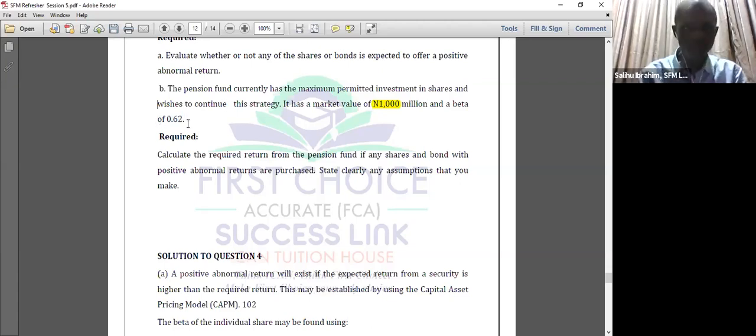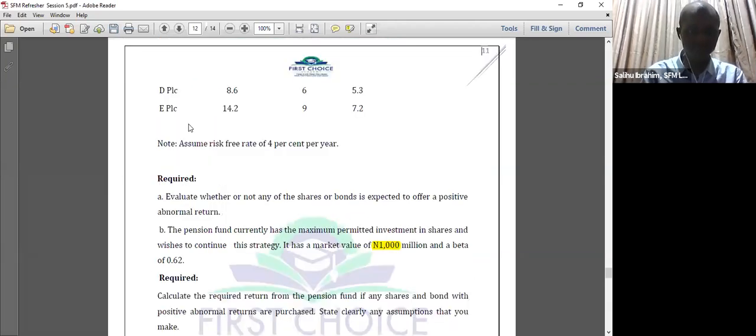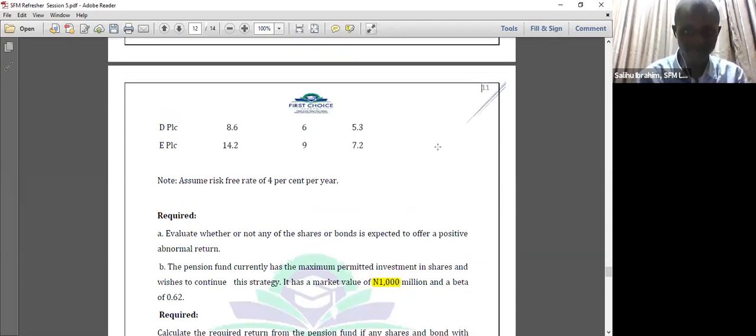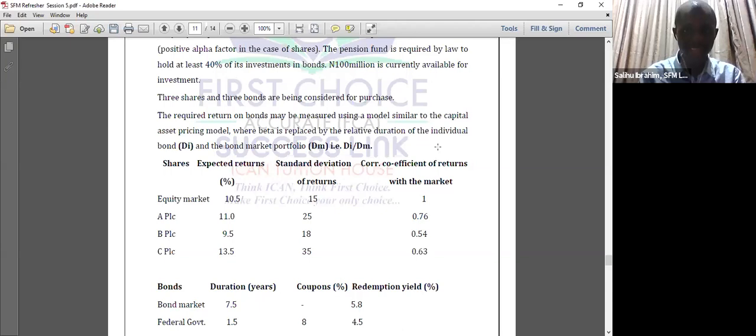Okay, now the pension fund has this amount to invest. Let's see, I think they gave us 100 million, right? It has 100 million to invest. And the pension fund is required by law to hold at least 40% of investment in bonds. Can you see that? So 40% of 100 in bonds, 60% of 100 in shares. It means that those stocks that offer positive abnormal return, we have to buy them. These are the stocks we can buy.